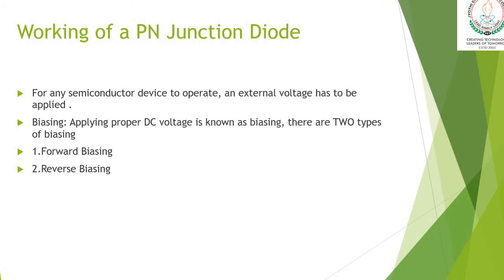Working of a PN junction diode. For any semiconductor device to operate, an external voltage is to be applied. The external voltage that you apply is called biasing. You define biasing like this: applying proper DC voltage is known as biasing. There are two types of biasing. The one is called forward biasing and the other one is reverse biasing.